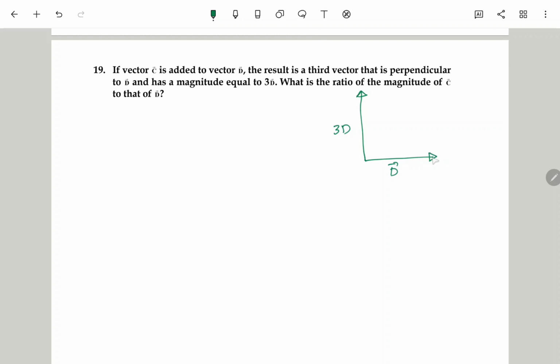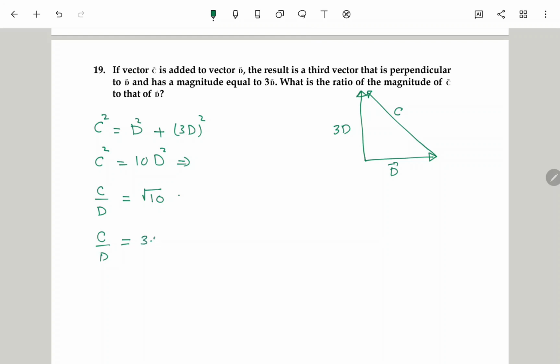Now from the head of D, draw C to this one here, this is C. Now the hypotenuse: C squared equals D squared plus 3D squared, and in this case C squared equals 10D squared, or in other words C over D equals square root of 10, or the ratio C over D equals 3.2.